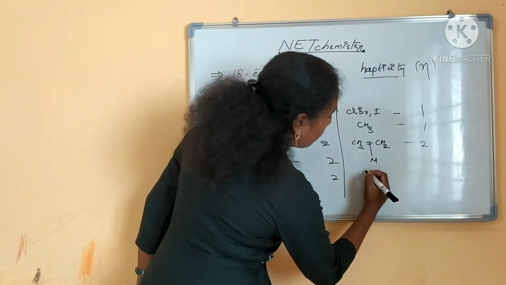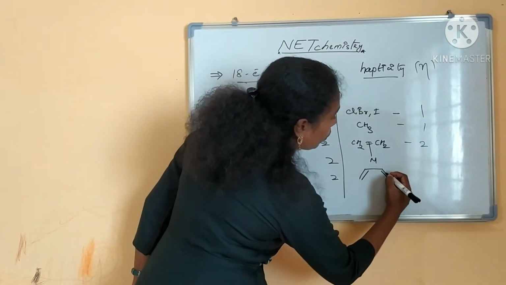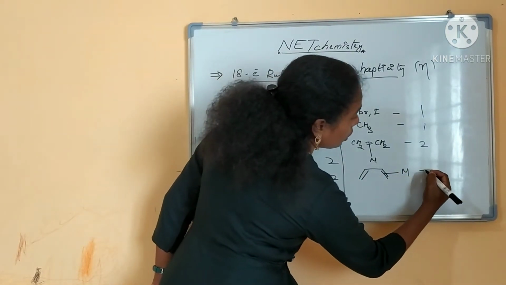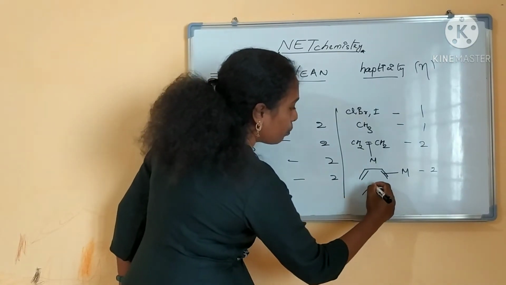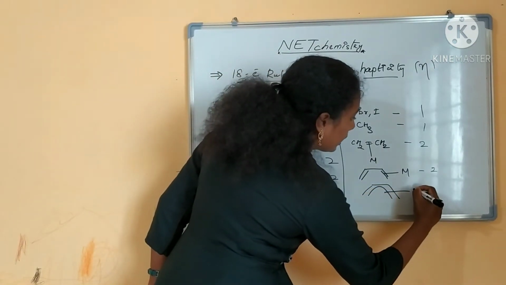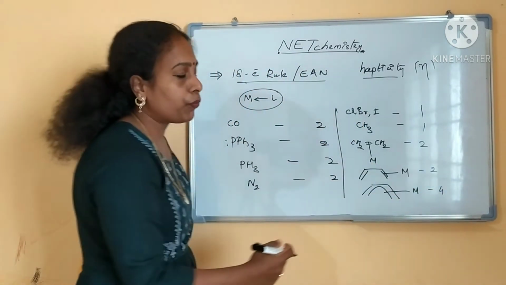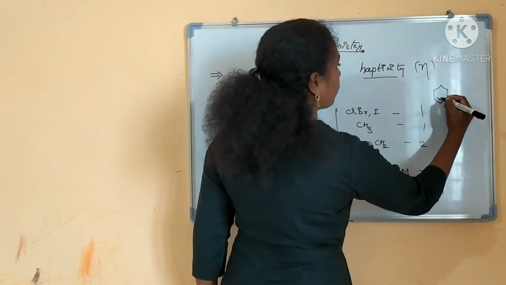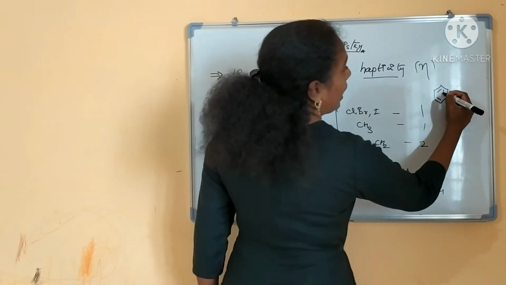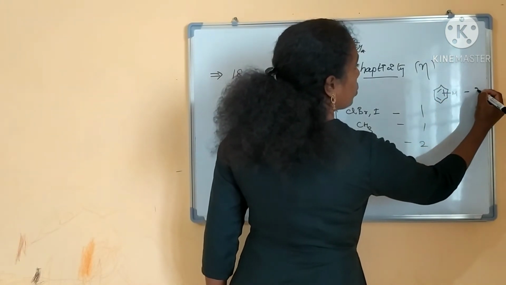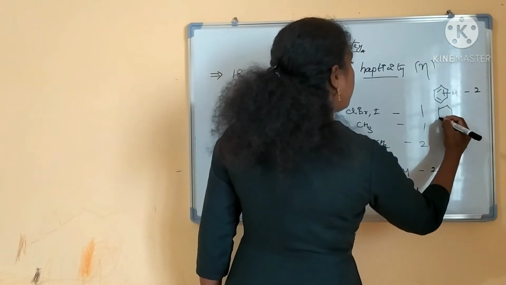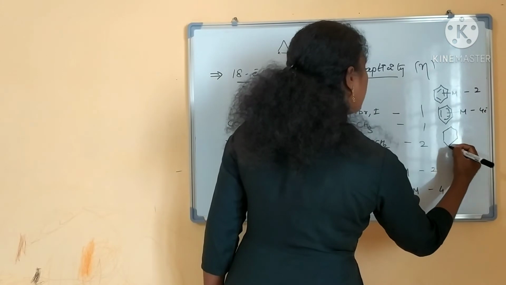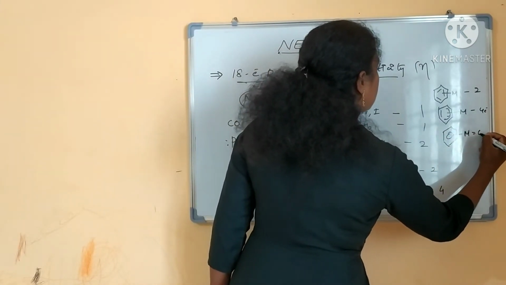Then take the example of 1,3-butadiene. It can bond with the metal like this, and then the hapticity is 2, with 2 electrons donated. If it is bonded to the metal like this, the hapticity will be 4. In the same way you can take benzene. If you take the benzene ring, it can either bond like this, as a 2 electron donor, or as a 4 electron donor, or else as a 6 electron donor.